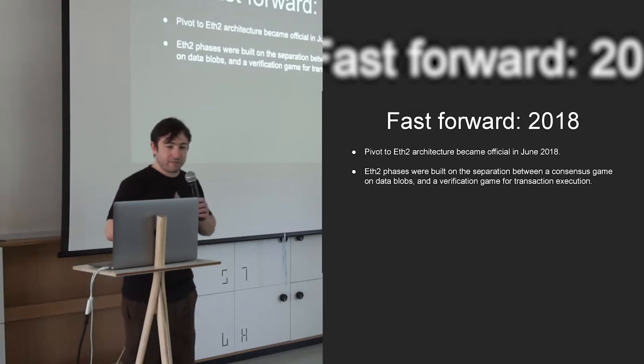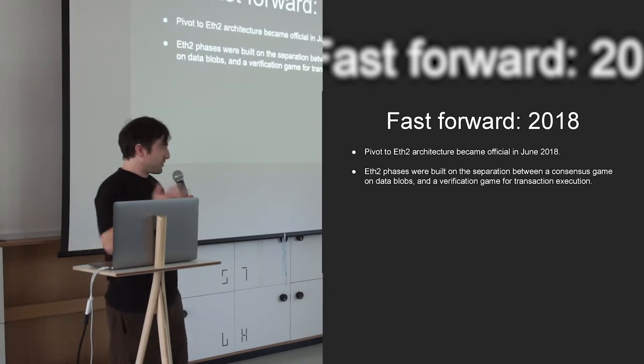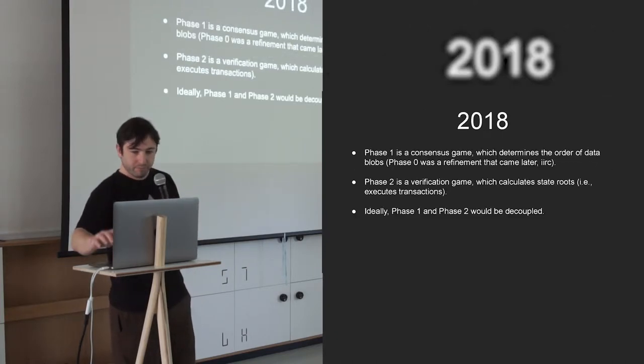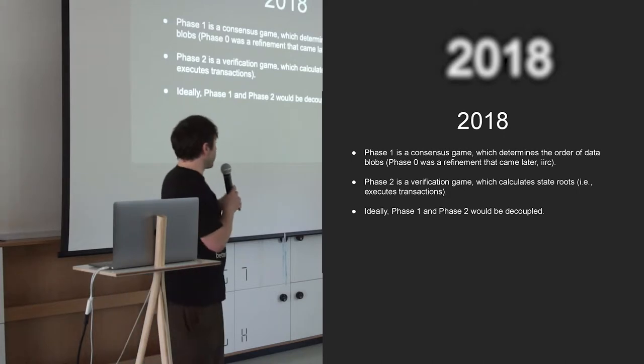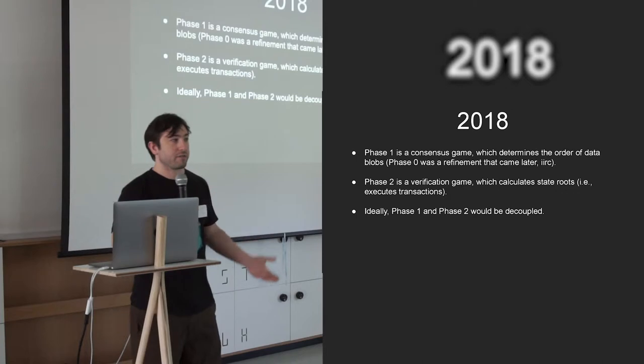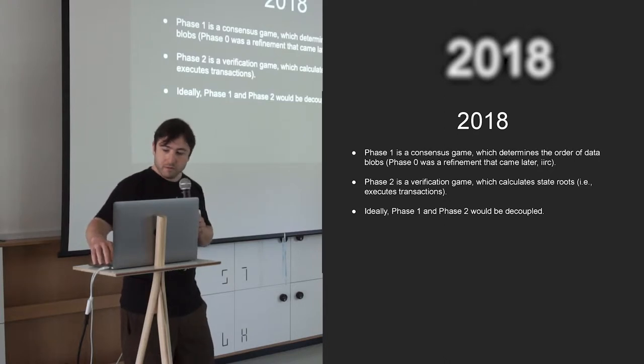So fast forward to the ETH2 phases. Phase one was built on that realization that those two processes are fundamentally different. So phase one is where the consensus game happens. Phase two is the verification game, and ideally these two phases would be decoupled. This was our understanding, or at least my understanding, as of July 2018, right around the same time last year in Berlin at the Ethereum Client Developers Conference: phase one and phase two were going to be decoupled, and that was the goal.